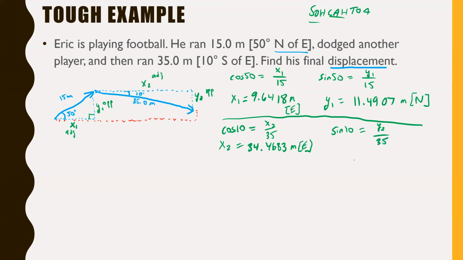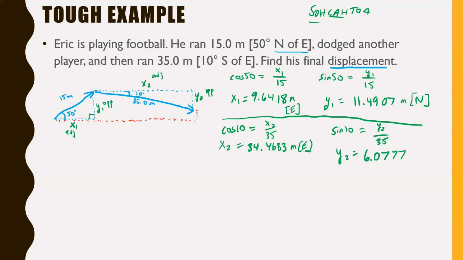35 is our hypotenuse here. Multiply 35 over, and we've got y2 equals 35 times sine 10. That's going to be 6.0777, we'll say. That'll just round again. So I'm keeping it to 4 decimals for all these.